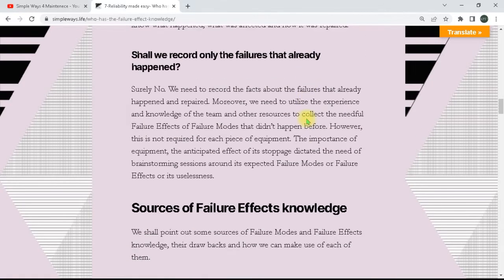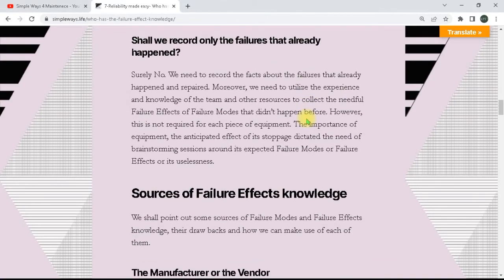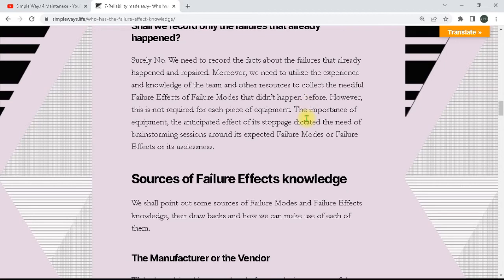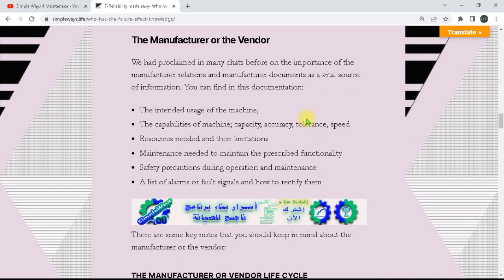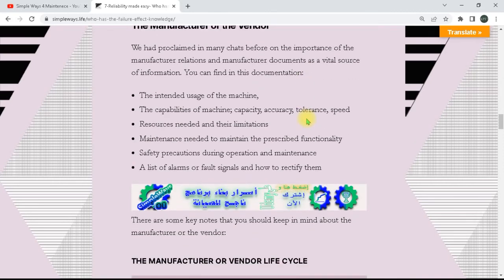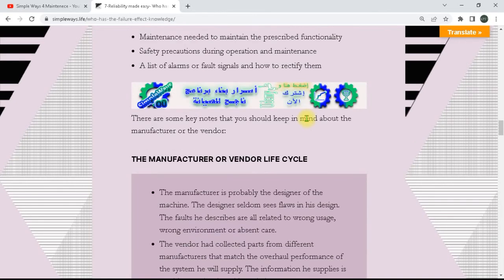And it's important to record it as a storytelling, so include everything inside it. And then in the next session, we are going to the conclusion sheet. In the conclusion sheet, we are going to analyze the data or the storytelling and extract the information. And we need to have the probing questions that we need to ask the expert team: the intended usage of the machine, the capabilities of the machine, resources needed, maintenance needed, safety precautions, and list of alarms and fails. All this: what happened, and how we recovered the plant, or recovered the operations again.